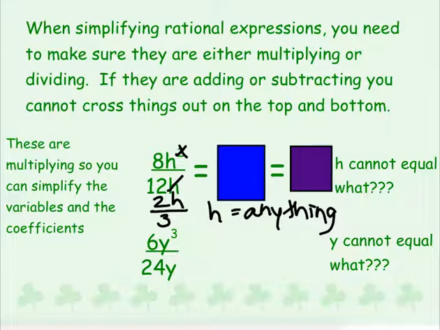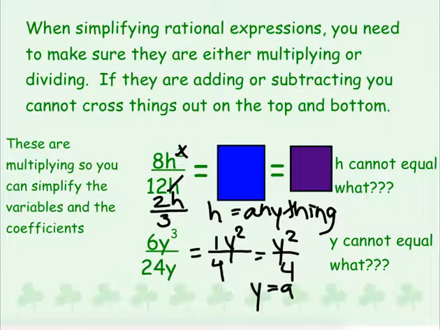And the second one, I'm going to do something similar. 6 divided by 24 is 1/4. And we are left with a y squared in the numerator. So we have y squared over 4, and y can be anything. Okay, so we always simplify, we always state the exclusions.